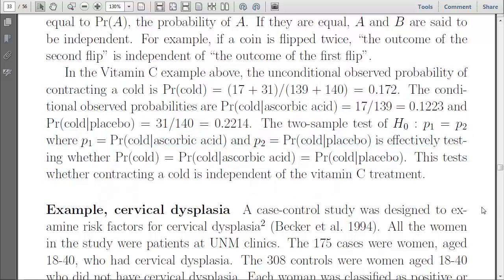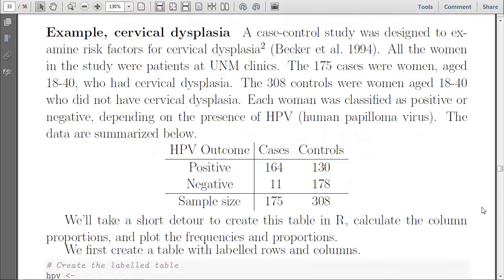Perfect. So let's take a look at another example on cervical dysplasia. This is a case control study designed to examine the risk factors for cervical dysplasia. All women in the study were patients here at the University of New Mexico clinics. There were 175 cases who were women, aged between 18 and 40, who had cervical dysplasia. And we had 108 controls, women in the same age range, who did not have it.